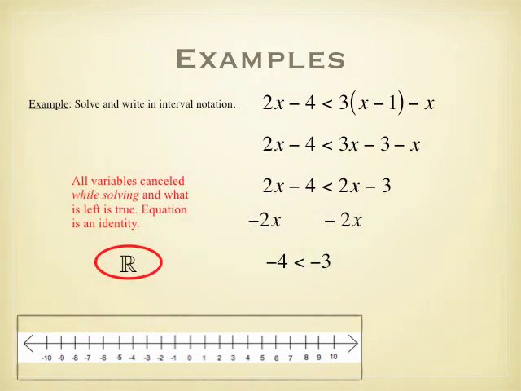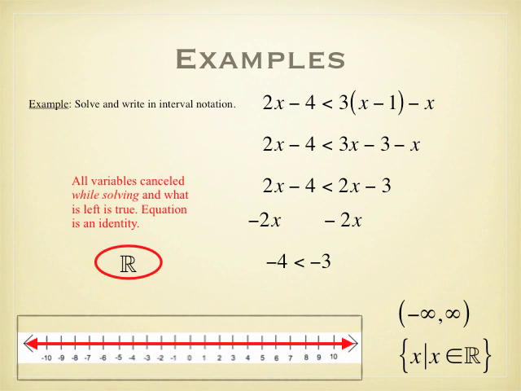So that is the answer. The answer is all real numbers. Let's see how we could write it. If we wanted to graph all real numbers, it's just the whole number line. If we want to write it in interval notation, it's just from -infinity up to infinity. If I wanted to write it in set notation, it's the set of all x such that x is a real number, or x is an element of the real numbers. That is our last inequality example.